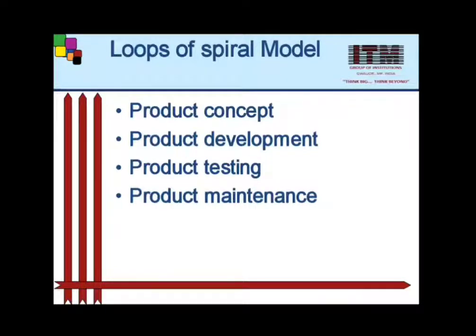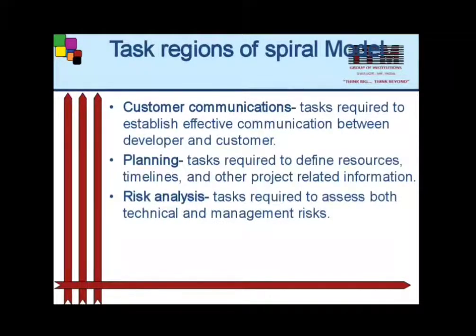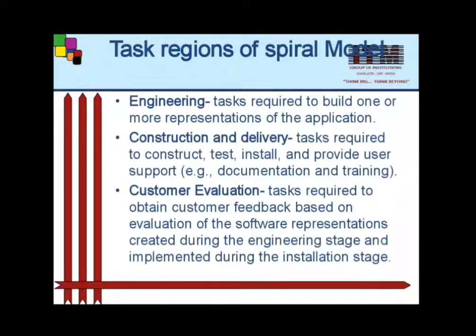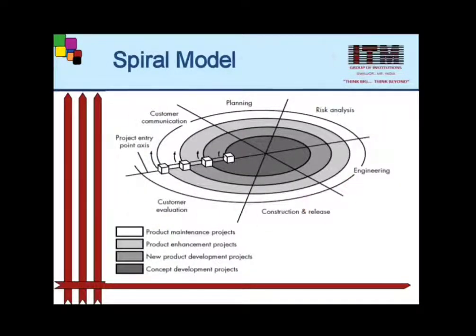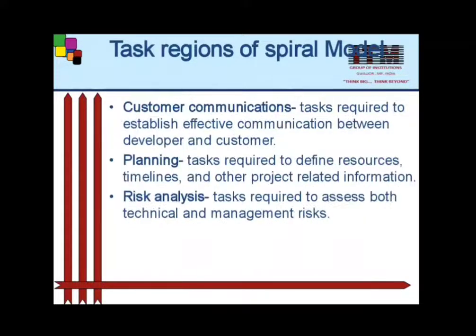Now, moving ahead, these are the task regions of a spiral model, and you can see them in the diagram. Here you can see the spiral model diagram, and the task regions are divided into customer communication, planning, risk analysis, engineering, construction and release, and customer evaluation. These task regions perform the following functions.